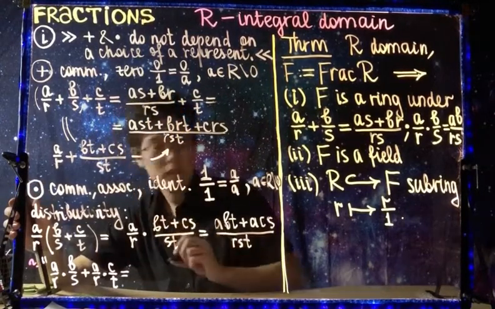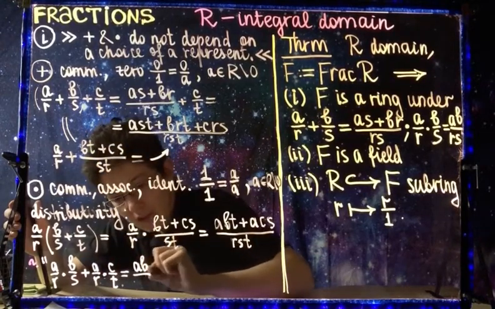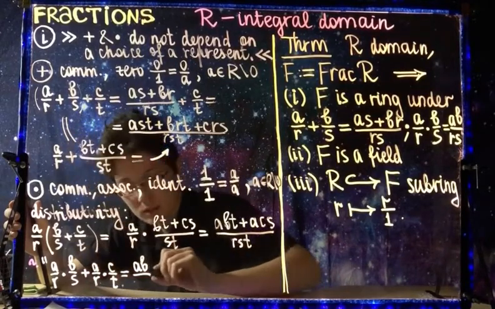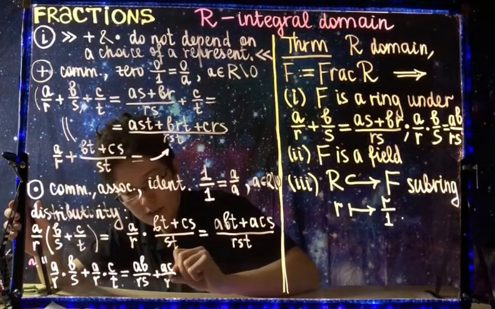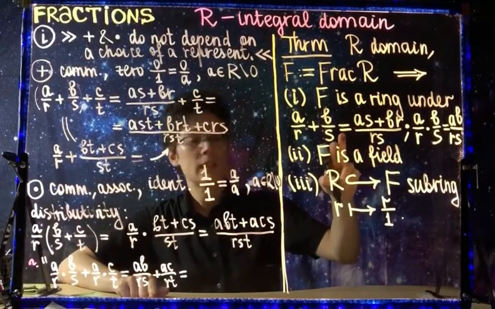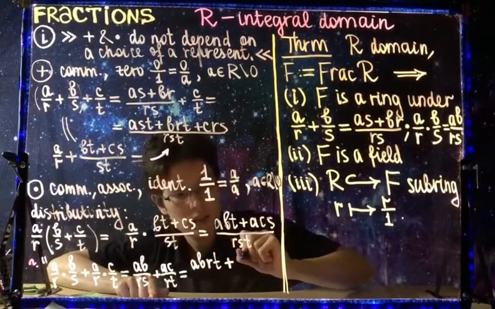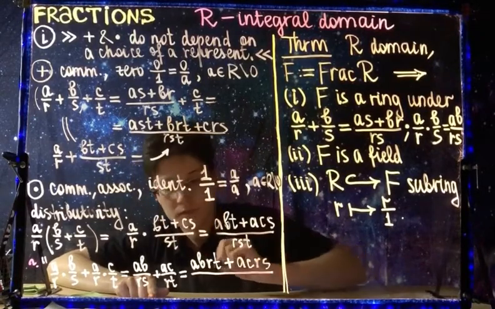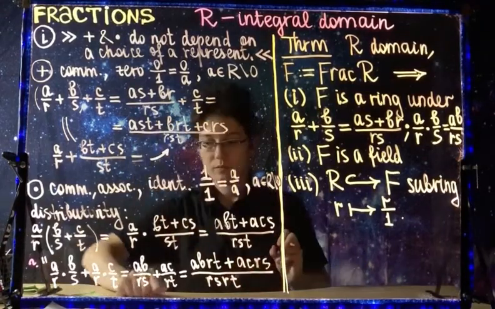So in order to multiply them, we just basically make this dot into a longer line. We have AB divided by RS plus AC divided by RT. And this is equal to, by the rule of addition, AB RT plus AC RS divided by RS RT.